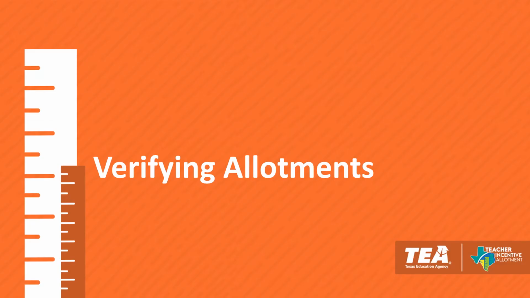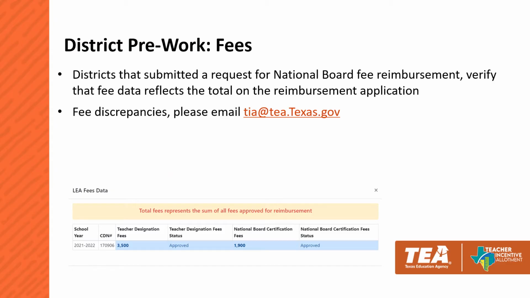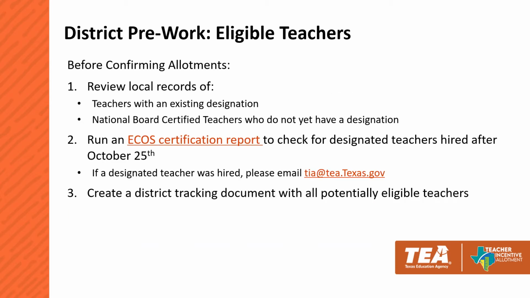Now we'll take a look at how to verify your allotment in SCOMS. There is some pre-work that we ask districts to do before confirming or disputing anything in SCOMS. For fees, if your district submitted a request for national board fee reimbursement, please verify that the fee data reflects the total that you requested on your application. If there are any discrepancies, please email us at tia@tea.texas.gov. We also ask that districts do some pre-work to determine teacher eligibility. So before confirming any allotments, we ask districts to review local records of any teachers with an existing designation or national board certified teachers who do not yet have a designation and are scheduled to earn one this year.